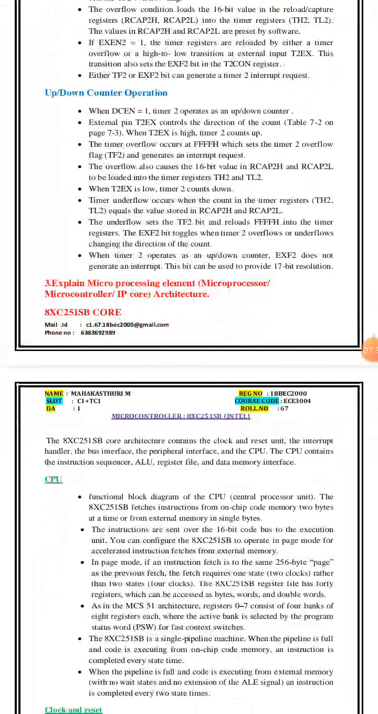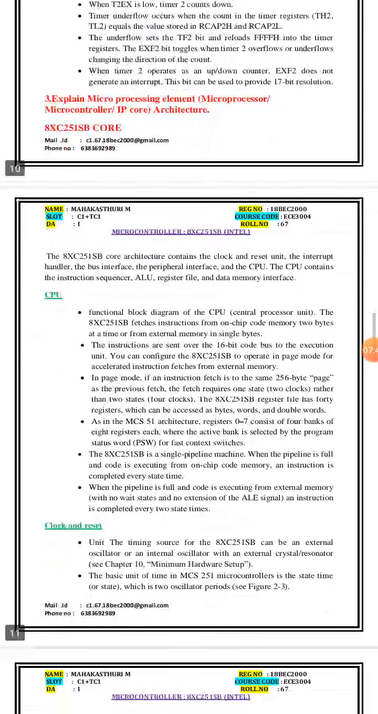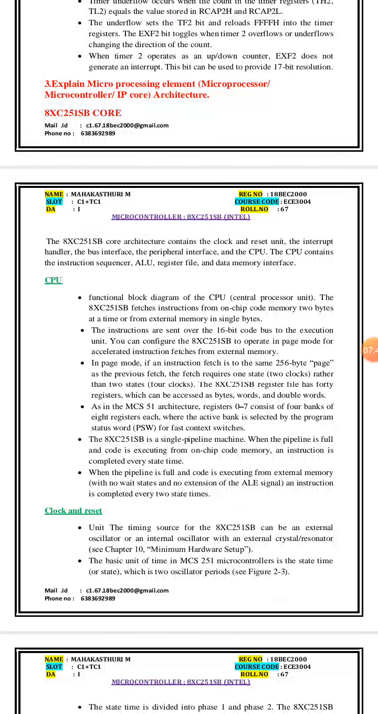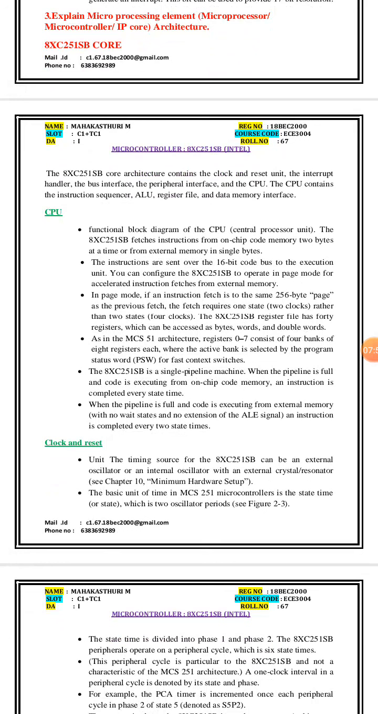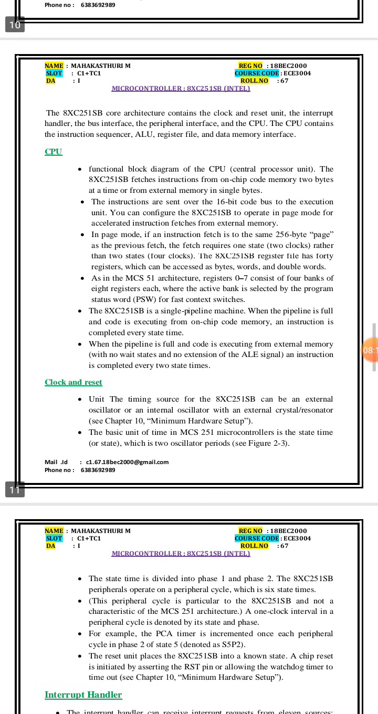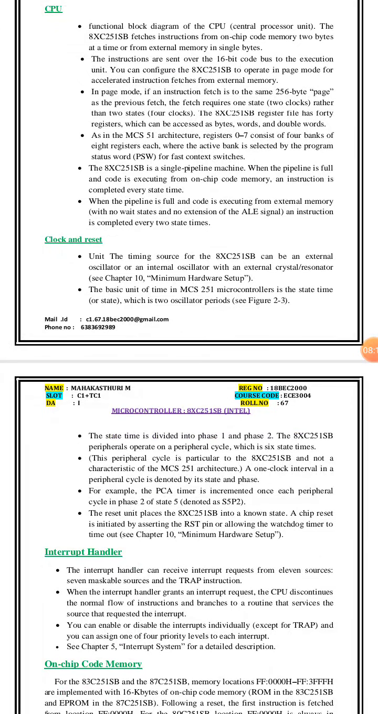And then we are going to the third question. Explain microprocessing element architecture. Okay, see, core CPU. In the earlier pages we saw the CPU block diagram. Here is the explanation of the CPU. The main concept is that instructions are sent over the 16-bit code bus to the execution unit. You can configure the 8XC251SP to operate in page mode to accelerate instruction fetches from external memory. Okay, see this one. And then clock and reset are the same.